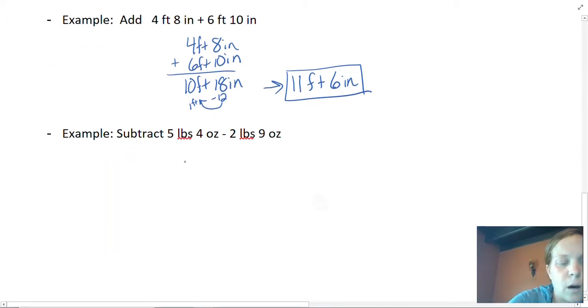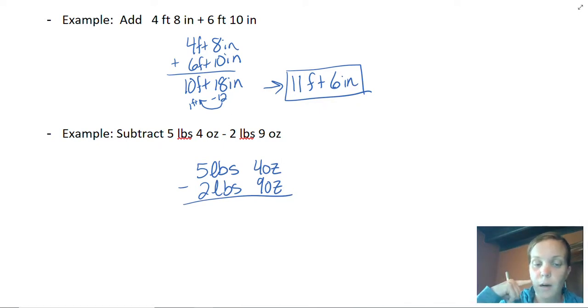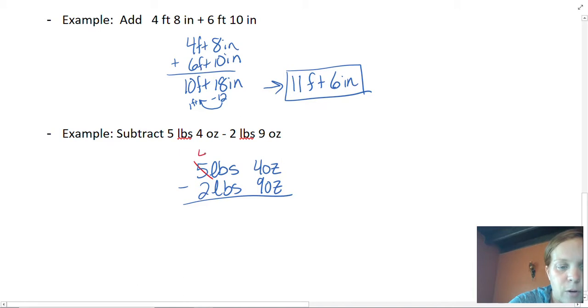Okay. For subtraction, I have a pounds and ounce problem. 5 pounds 4 ounces minus 2 pounds 9 ounces. Again, I'm going to line things up. So here I have a problem because if I try to do 4 ounces minus 9 ounces, I'm going to get a negative. That is not going to turn out too nice. So I'm going to do some borrowing here. So I'm going to borrow a pound from 5 pounds. So now I'm down to 4 pounds because I'm going to borrow 1 pound.